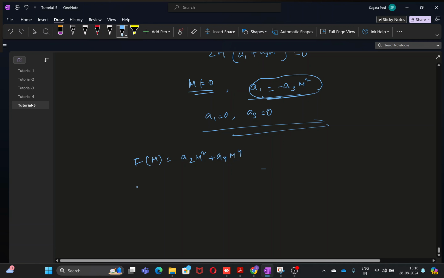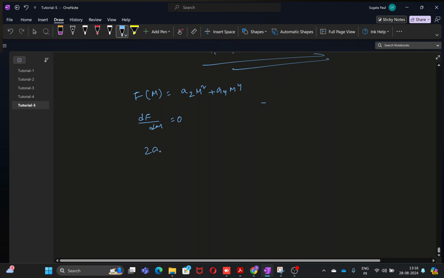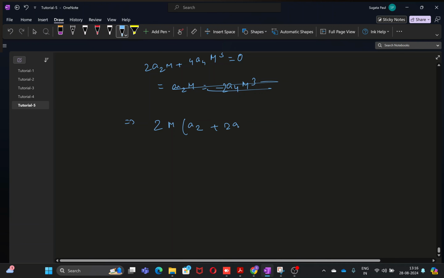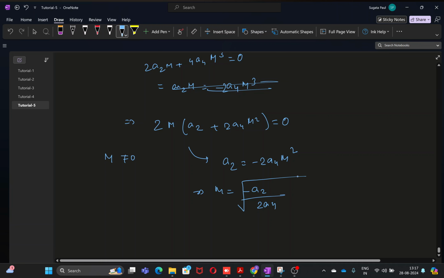Now you have to take the free energy minimum or the equilibrium point, so you take the derivative dF/dm equal to 0, and from there whatever m values you get at the roots will be your equilibrium points. So dF/dm is simply 2a2 m plus 4a4 m cube equal to 0. Taking 2m common, this is 2m times (a2 plus 2a4 m squared) equal to 0. And because m cannot be 0, the only option is that a2 has to be set equal to minus 2a4 m squared, or m equal to plus or minus the square root of minus a2 by 2a4.